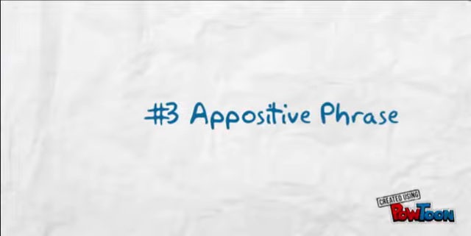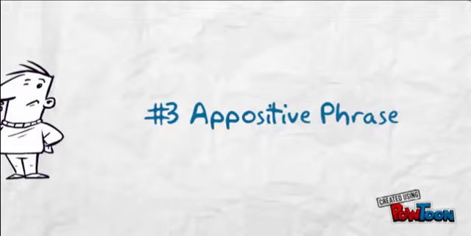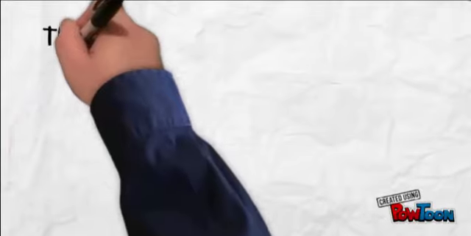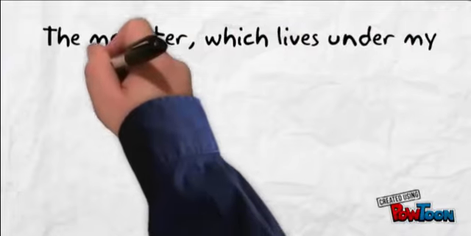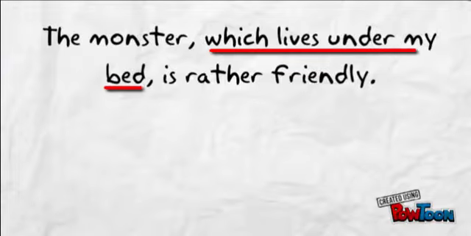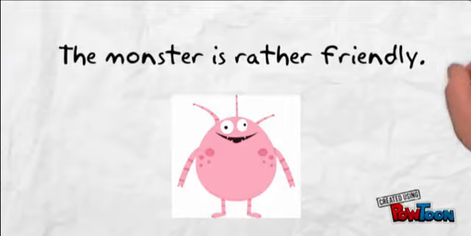Use a comma when separating appositive phrases. An appositive phrase is a group of words that add extra meaning to a sentence, but isn't essential to its meaning. For example, the monster, which lives under my bed, is rather friendly. In this case, the phrase, which lives under my bed, isn't essential. We can get rid of it, and it would still make sense.